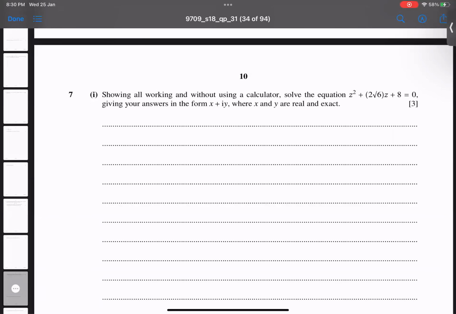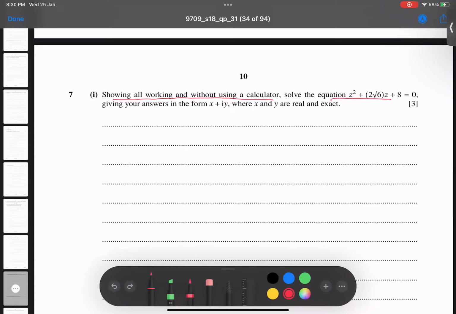This is a June 18, 31 variant question. Question number 7, the topic is complex numbers. You can see here he has given us the whole working without using a calculator. This equation is given, and the answer is given as x plus iota y. You have to give the exact answer.